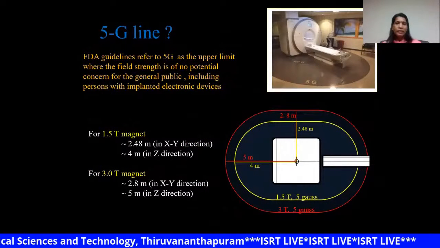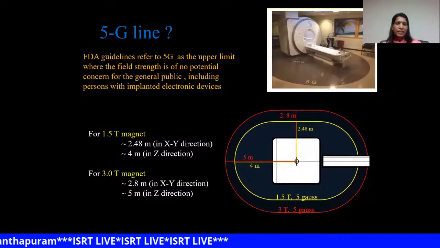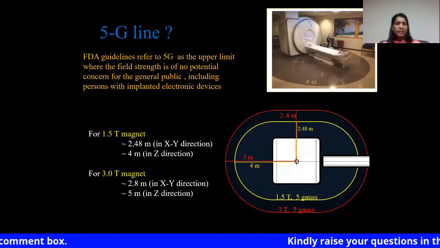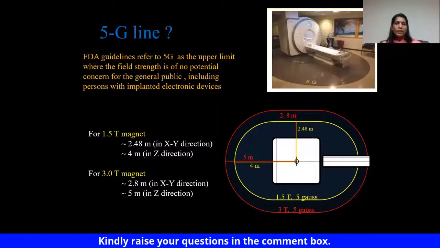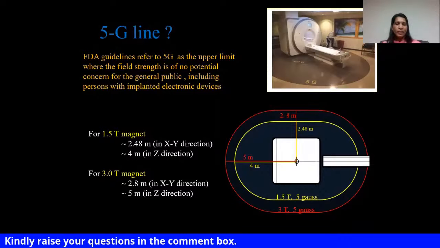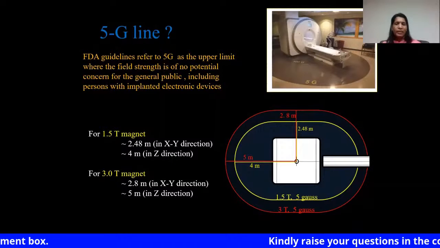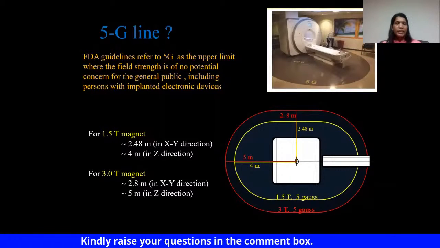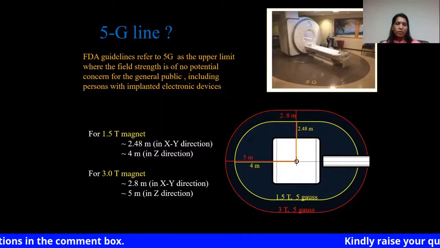So the magnetic field, if we consider, is not limited to the bore. It extends outwards, and we call this the fringe field. As the distance from the magnet increases, the field strength, that is the fringe field, decreases. So the FDA considers the 5 Gauss line the safe limit, outside which the magnetic field will not affect patients with implants or other electronic devices. It doesn't mean that we can bring ferromagnetic material up to the 5 Gauss line.